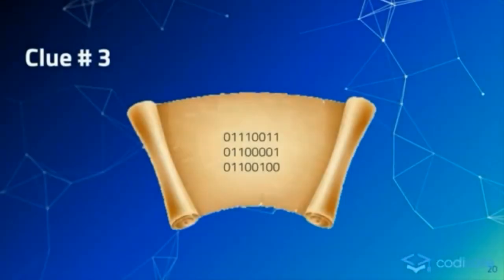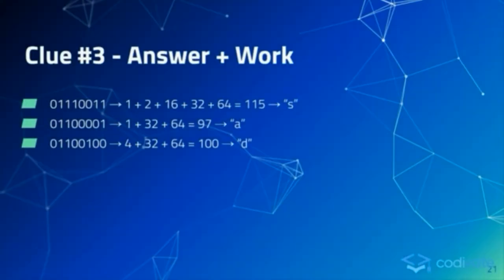This is the third clue. Pause the video so you can convert this binary to a base 10 decimal, and then from there convert that to ASCII. Assuming you finished, let's move on. The answer for this is going to be sad, and it's going to be for the same reasons as before. We are looking for the 1s in the values that correspond to the binary values. And here it's going to be 1 plus 2 plus 16 plus 32 plus 64, that becomes 115, which is an S, and so on until we get the word sad.